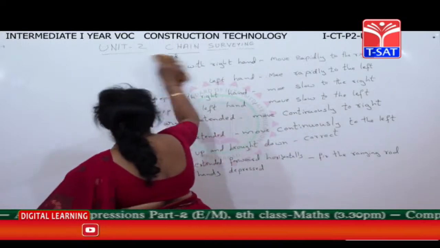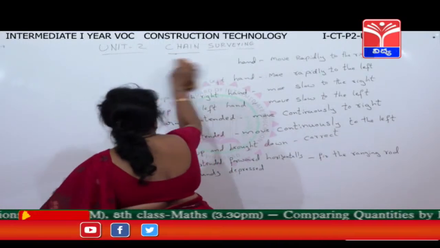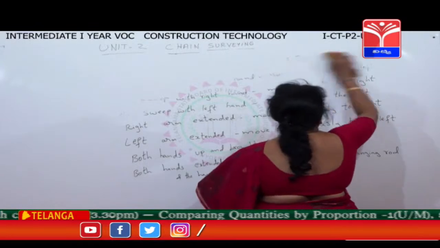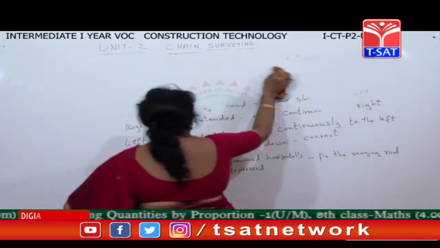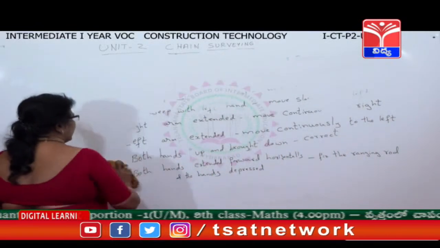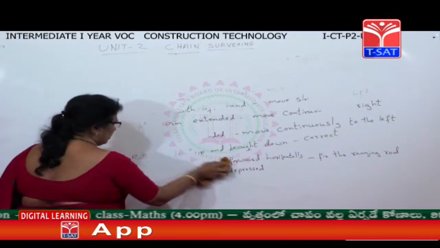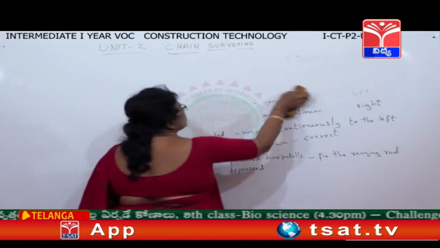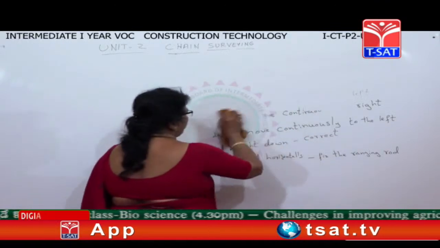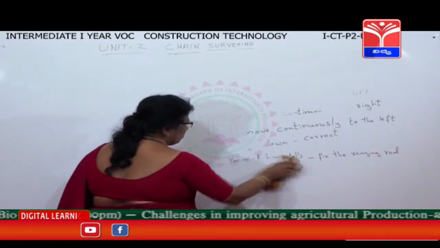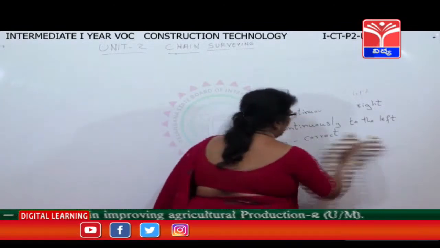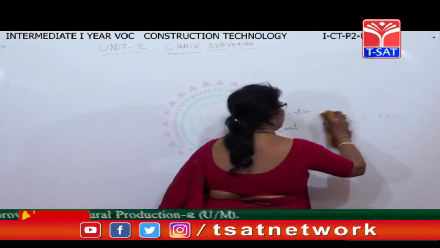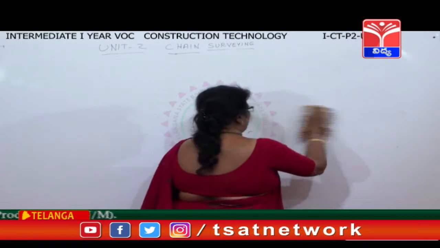Chaining on a sloping ground. So till now, if the ground is plain, we have followed different ways: direct ranging, indirect ranging and chaining and all that. Now, if the ground has some slope, how we have to measure the distance on a sloping ground, that we will see now.